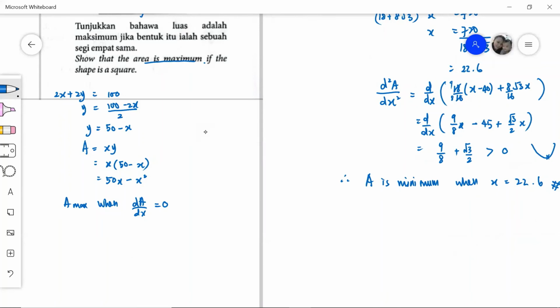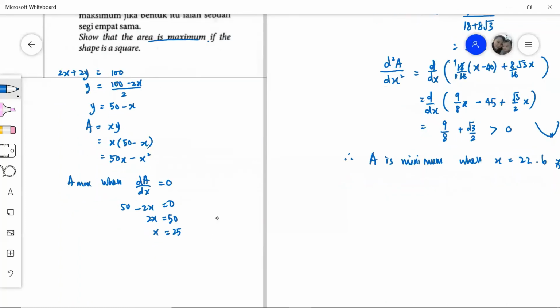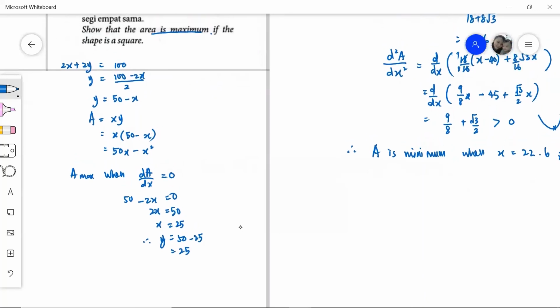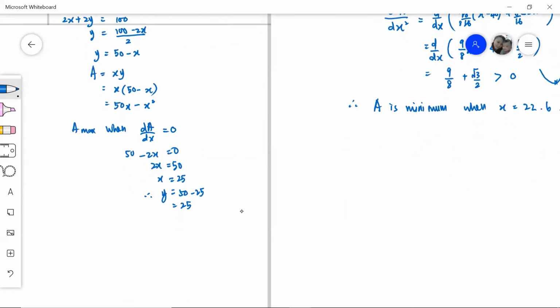So we differentiate the A with respect to x. So 50 minus 2x equals to 0. 2x equals to 50. Therefore, x equals to 25. We need to show the area is maximum if the shape is a square. So when x is 25, y is 50 minus 25, we got 25. Okay, so over here, we are not sure whether it is maximum or minimum. We need to check.